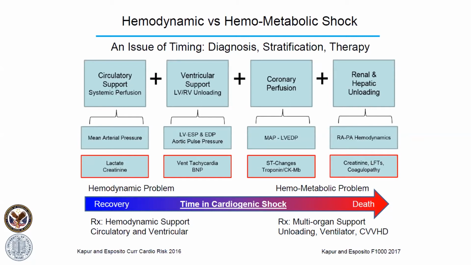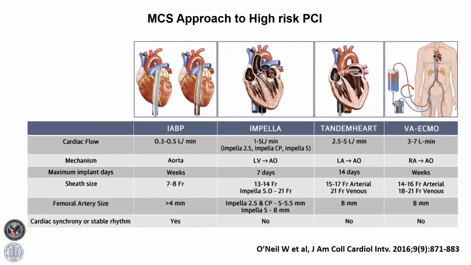Now, we have several devices available to us, and I've shown them here to you from the least powerful to the most powerful. And these would include the intra-aortic balloon pump on the left, the Impella, the TandemHeart, and the veno-arterial ECMO pump system. And this may or may not include an oxygenator.